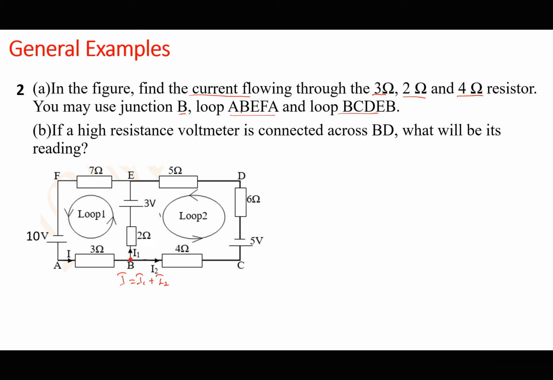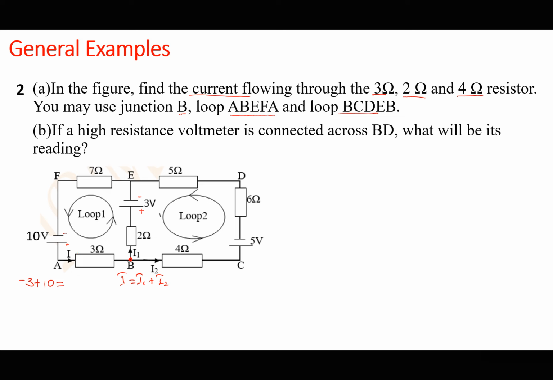Then using the loop A, B, E, F, A. I'm moving from A to B, there is no cell. B to E, there is a cell, but I meet the positive before the negative, so this EMF is going to be negative. So the EMF there is going to be negative 3. From E to F, there is no cell. From F to A, there is a cell, but I meet negative before positive, so this EMF is positive, so this will be plus 10. That is the sum of the EMFs. Then when I talk about the PDs, I look at the resistors in that loop.